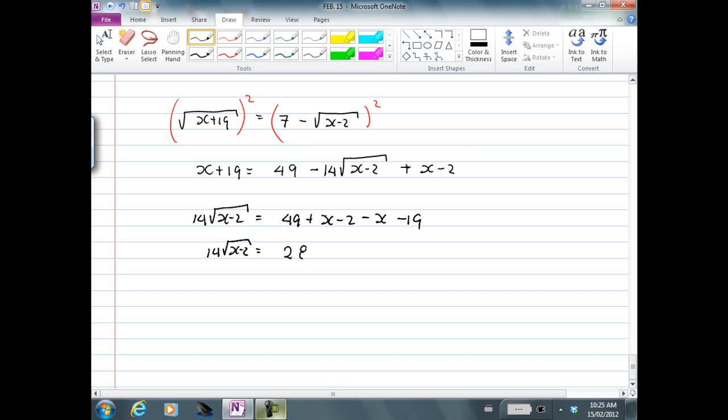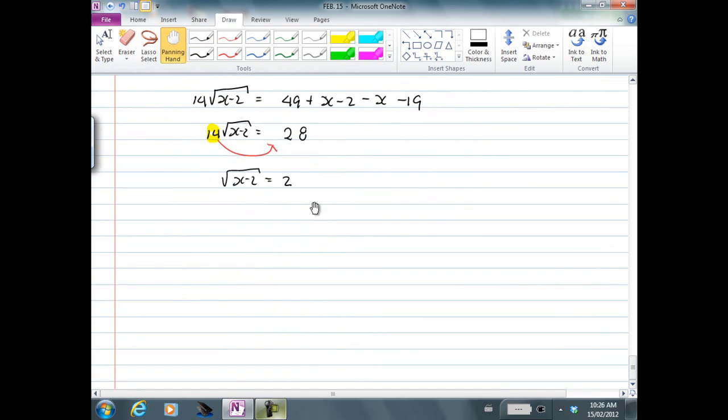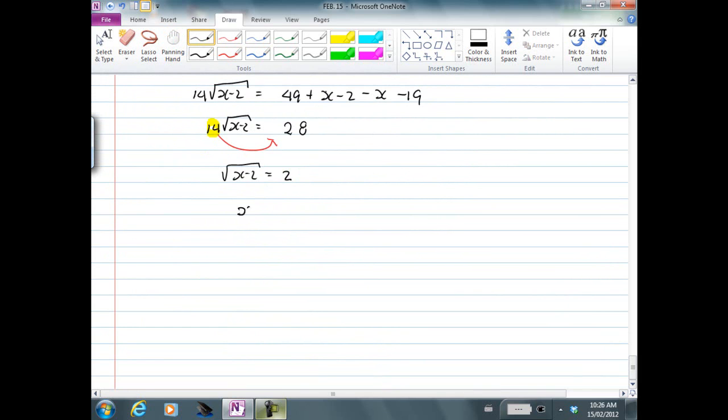Okay, now I have to ask myself, can I divide by 14? If the answer is yes, divide. If not, you're going to leave it the way it is. I can divide very nicely because 14 goes into 28. So x minus 2 equals 2. Once you get up to here, life is good because you can just look at it and solve it. So a question that's very complicated, in reality, is pretty simple. x equals 6. Don't forget to sub in your answer and check it.